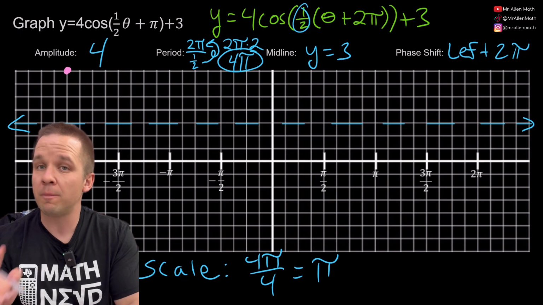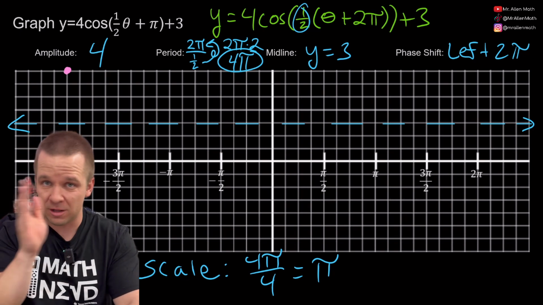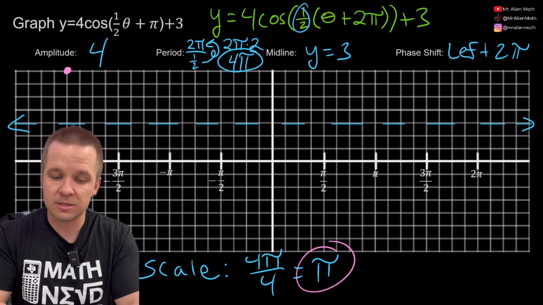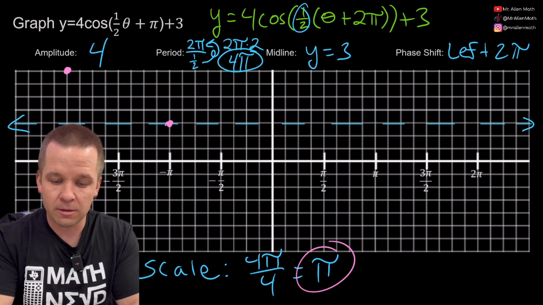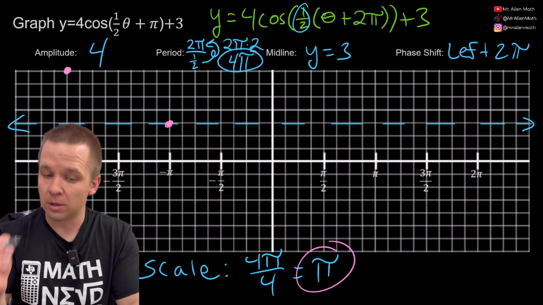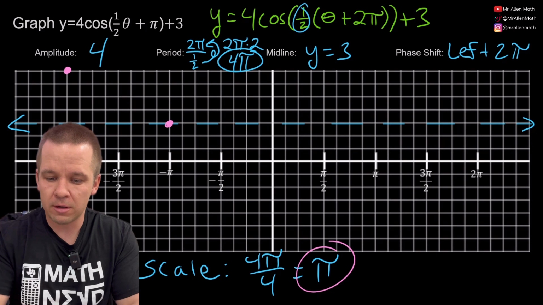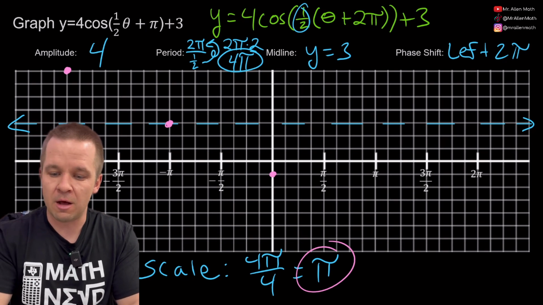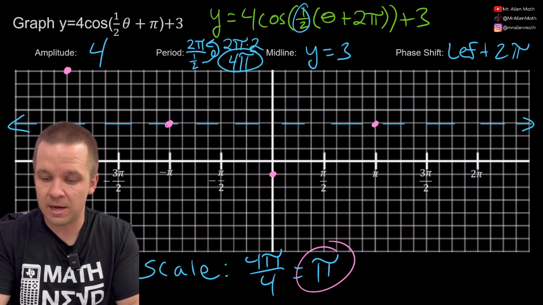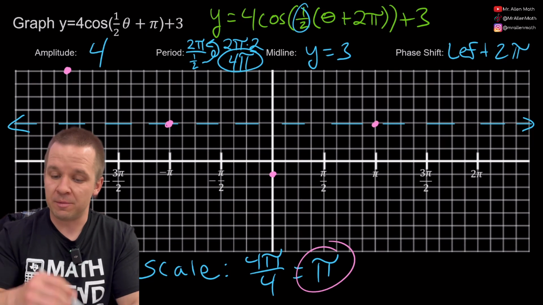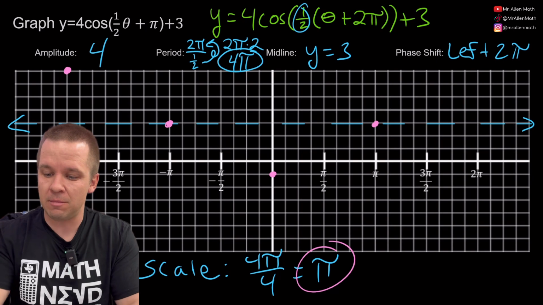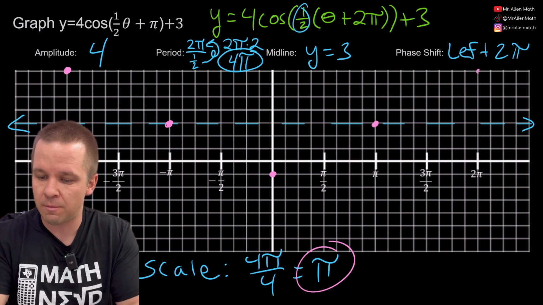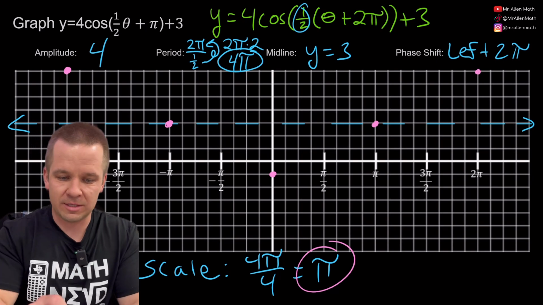Now my next point will be on the midline. But how far left or right do I need to move? My scale is pi, so I'm going to go pi to the right, and then I'm going to go below the midline by 4. So I'm going to be at 0, because I'm another pi to the left, and then I'll be back to the midline, another pi to the right. I'm going to go pi to the right again, and I'll be back at the midline, and then pi to the right again, I'll be above the midline. And we get, man, that takes up the entire graph.